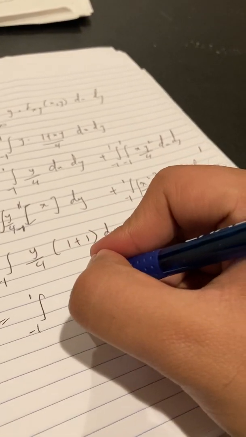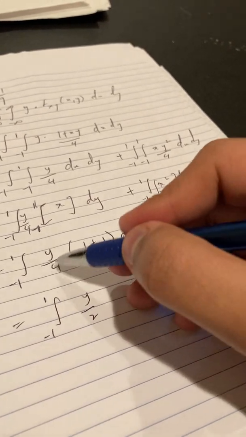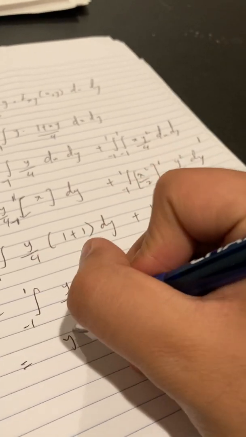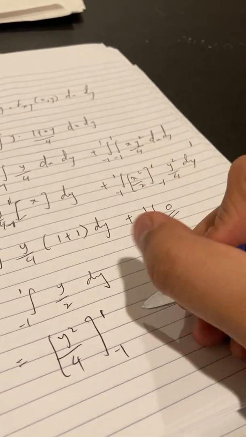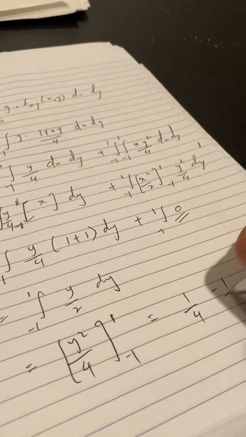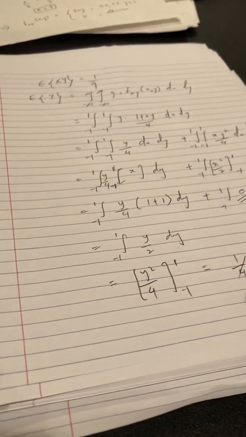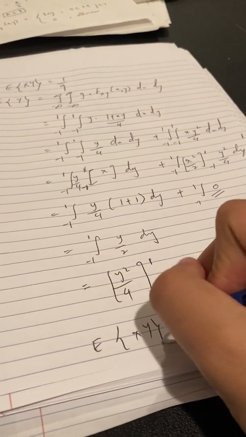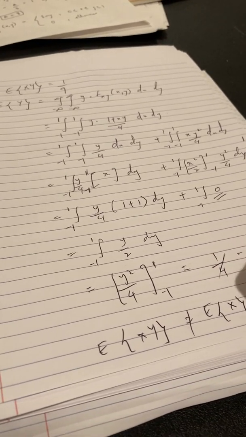The integral -1 to 1 of y by 2, because y by 2 y by 4. So this is y by 2 dy. So this is equal to y square by 4 between the limits -1 to 1. This is 1 by 4 minus 1 by 4. This turns out to be 0. So 0 into anything is 0. So we can clearly see that E of xy is not equal to E of x into E of y.